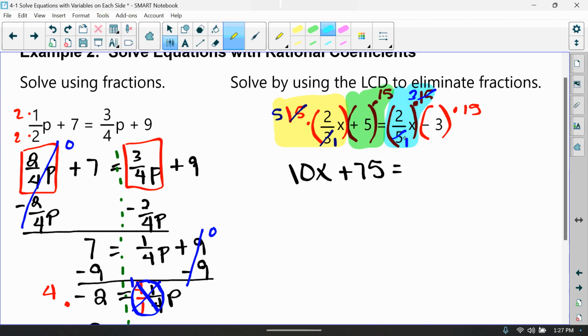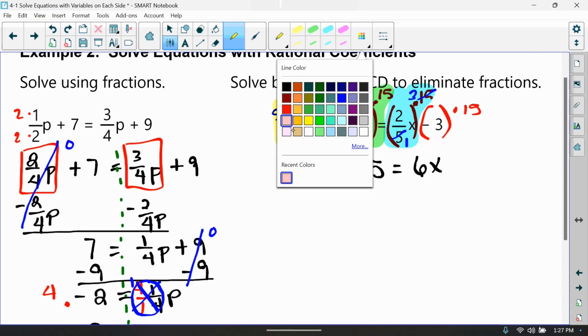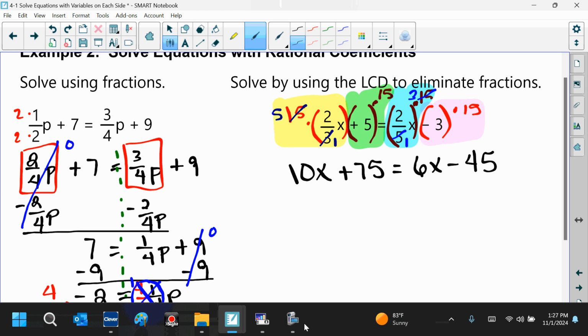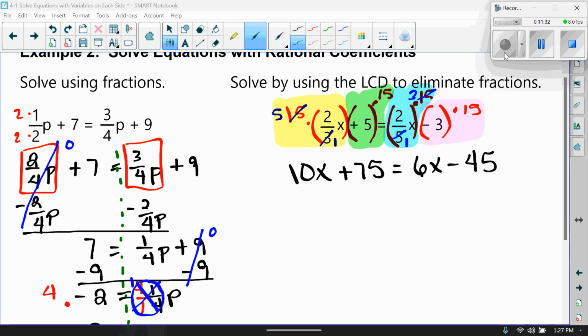Very good. So here I'm going to highlight the next term so you can see it. That says 2 times 3 times x. What's that? 6x. Very good. So that's going to be a positive 6x here. And now our final term, I'm going to do it in a light pink, right here, is a negative 3 times a positive 15. What's that? Negative 45. And now my fractions are gone. So now we can just follow our steps.